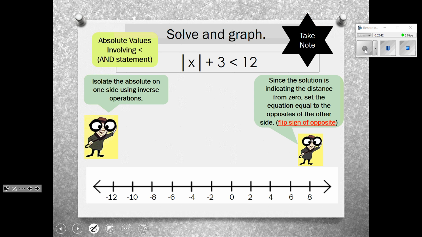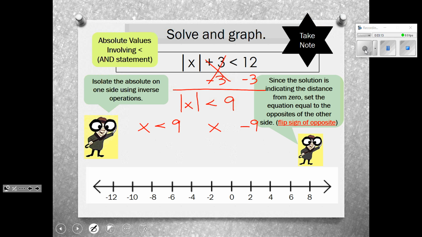So we have to move the 3 to the other side by subtracting 3 on both sides. When we do that, we have the absolute value of x is less than 9. Just like yesterday, it is time to set up 2 equations. Our first equation is exactly like it's up there with just dropping the absolute value sign, so you would have x is less than 9. With our second equation, just like yesterday, we're going to use the opposite of 9, which is negative 9.